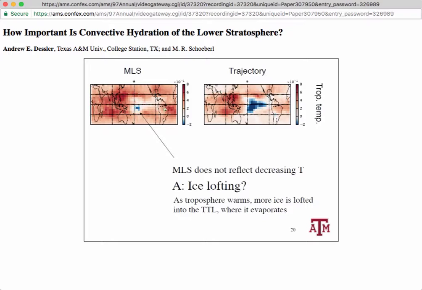And you can explain this then in terms of two things that are basically canceling each other. Temperatures are lower. That tends to reduce water. But then you're lofting more ice into the stratosphere, and that basically cancels it out. And that's why you get essentially a very weak response here compared to the trajectory model, which has no ice lofting. It just has temperature in it.